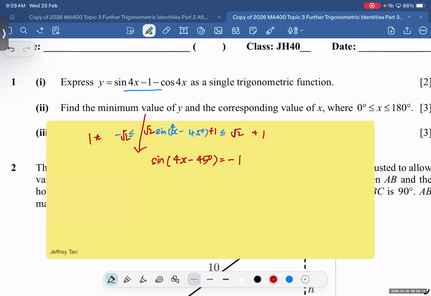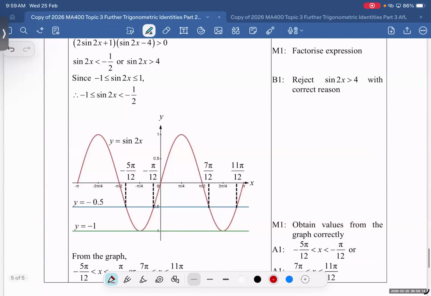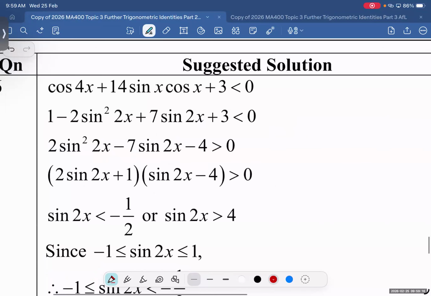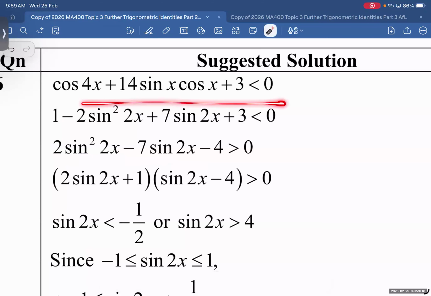Okay, now let me go through the question. First, I just double check, because there's an error in the question. Have you gotten it? You check this.